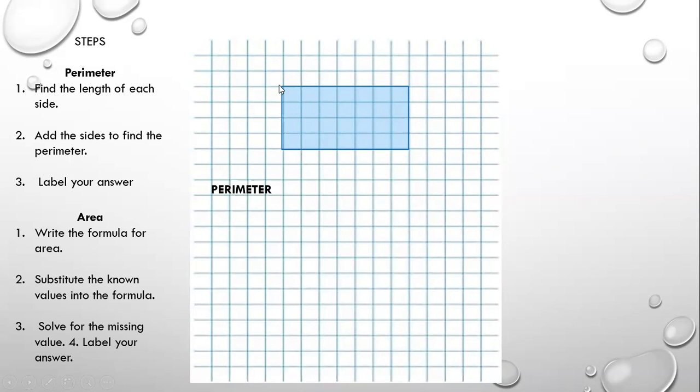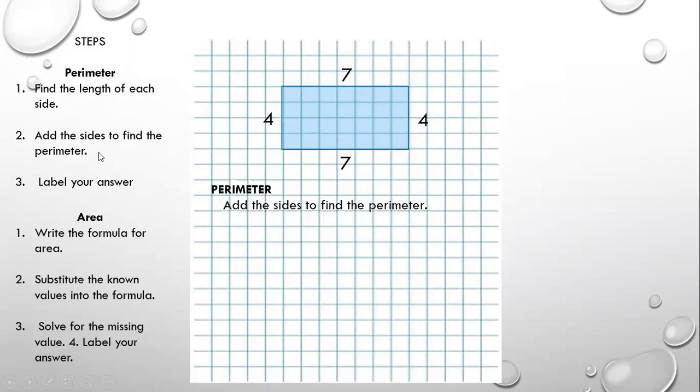So let's take a look at finding the perimeter of this rectangle. Now to the left, we have the steps. The first thing that we're going to do to find the perimeter is to find the length of each side. So we have 4, 7, 4, and 7. We just counted along the square units as we've been doing regularly to find the area, but this time we're taking a look at the perimeter. So for perimeter, we're going to need all 4 of those lengths.